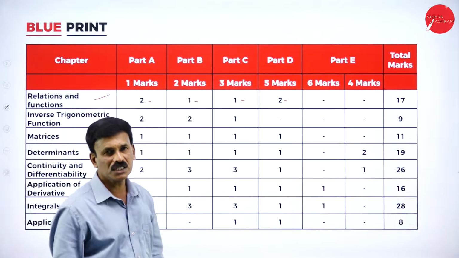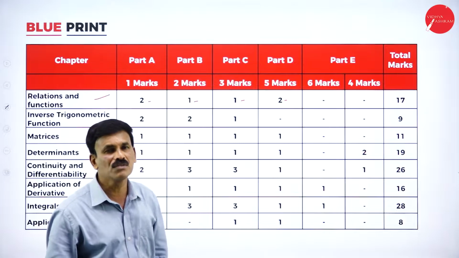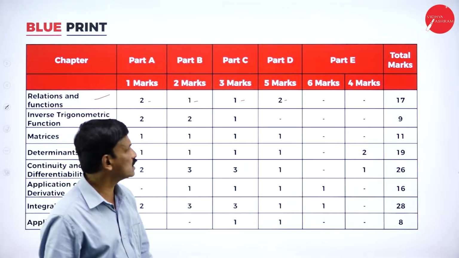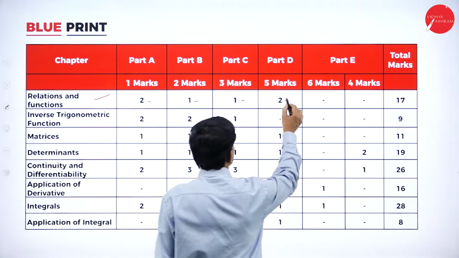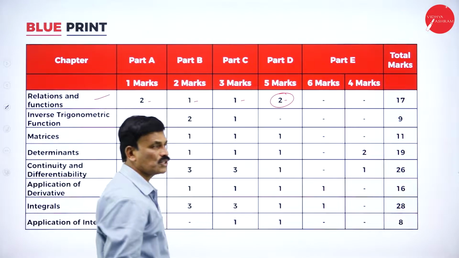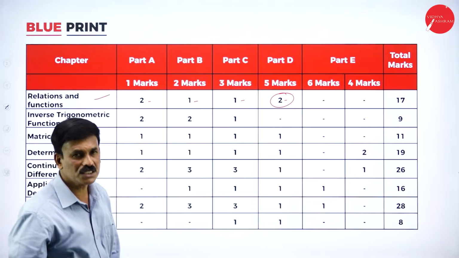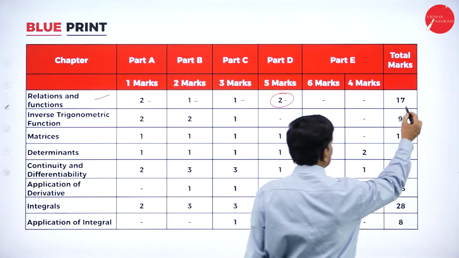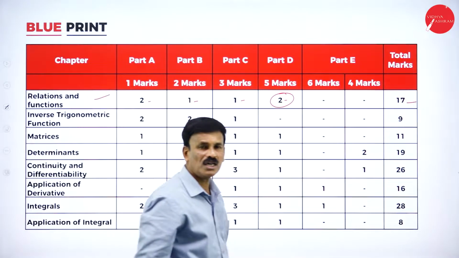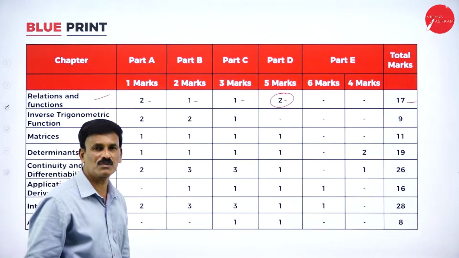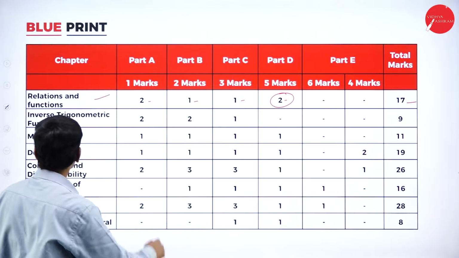Proving the given function as one-one and onto and finding the inverse. Those types of questions you may expect in part D, that is for 5 marks. So totally, the first chapter, relations and functions, will fetch us around 17 marks. It is very easy to get the 17 marks from this chapter. Now come to the second chapter.